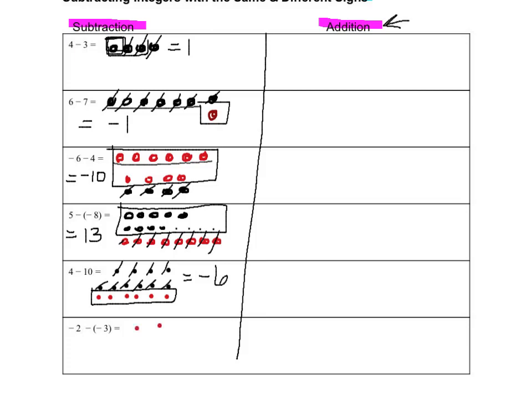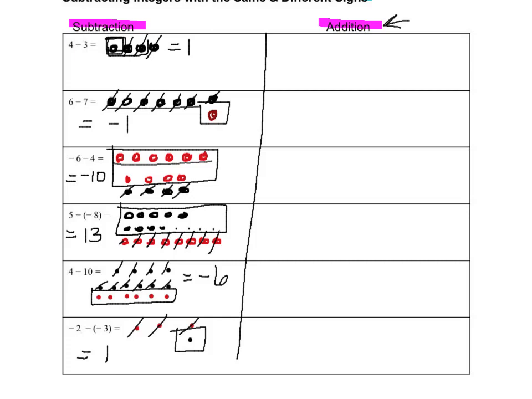So there's my negative 2. I have to be able to take away 3 red chips because I'm subtracting a negative, but I only have 2. So I'm going to add in 1 additional chip as opposites. Now I'm able to go back and take away the 3 that I need to be able to take away, and you can see what I'm left with. Negative 2 minus a negative 3 actually gives me an answer of positive 1.